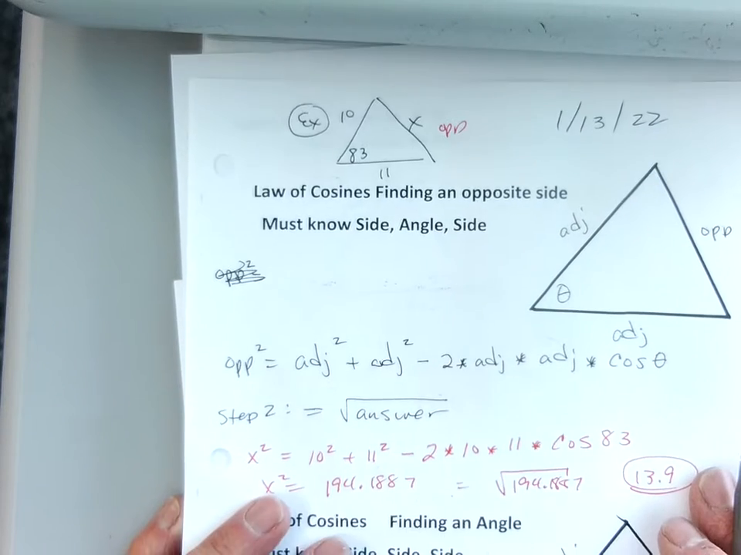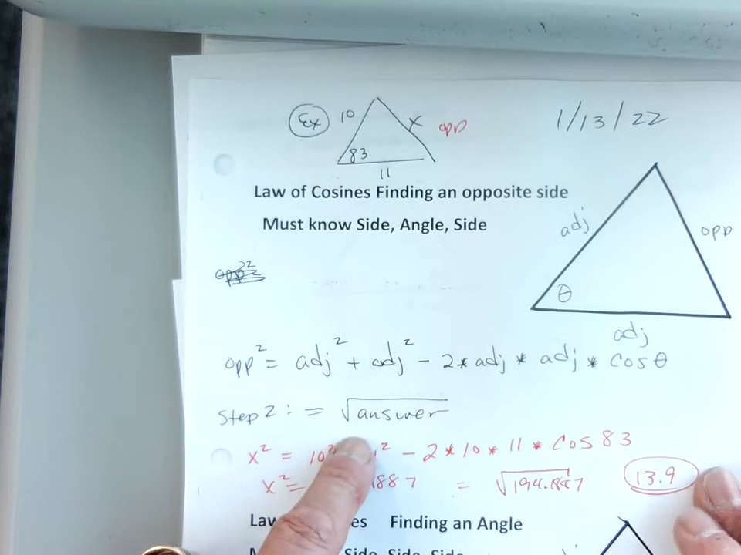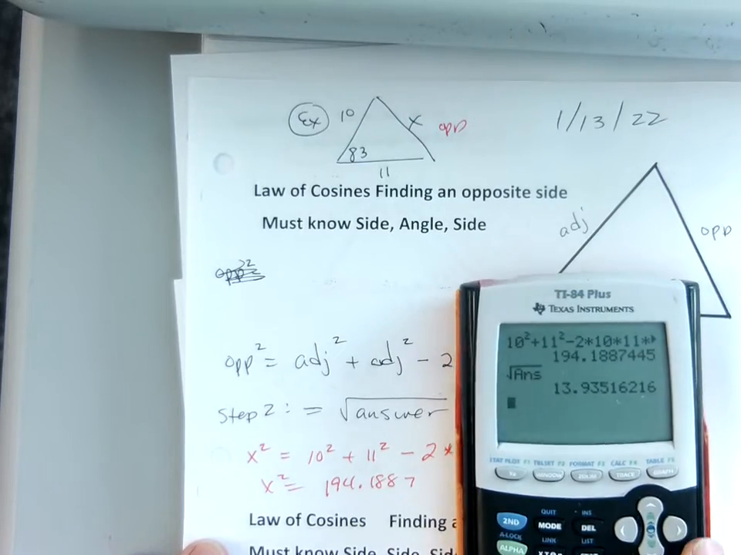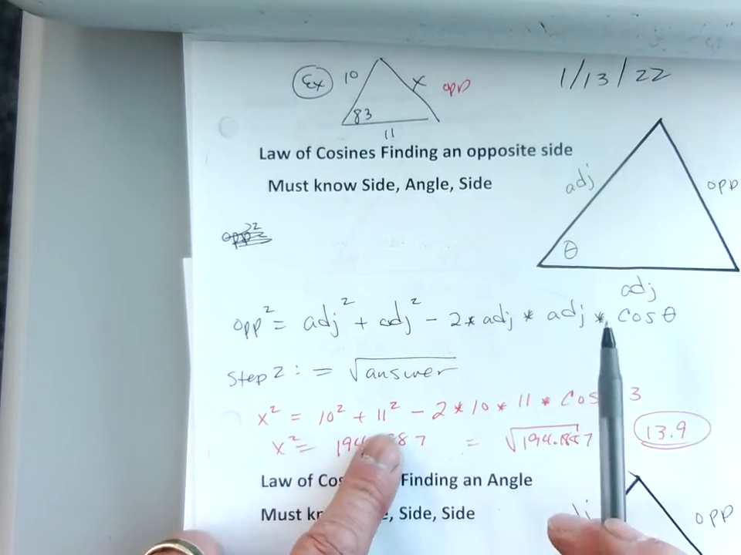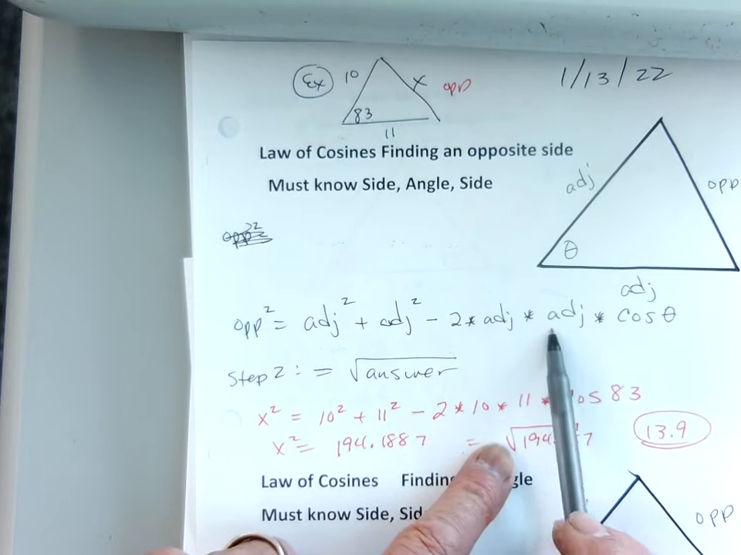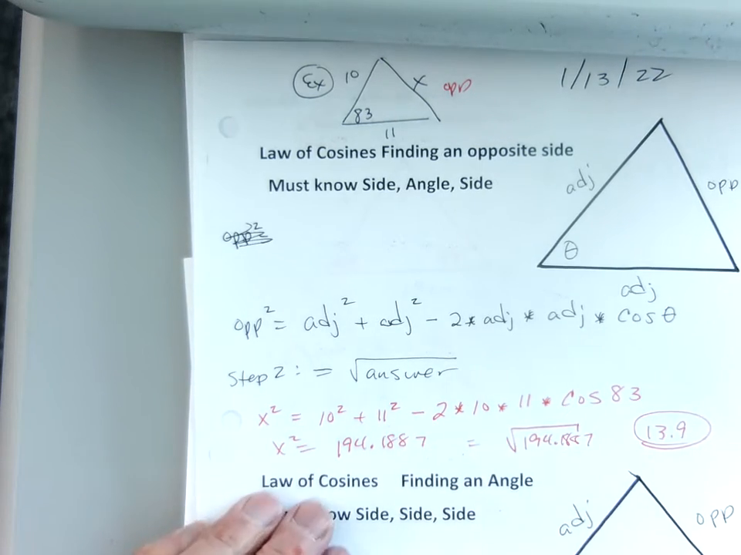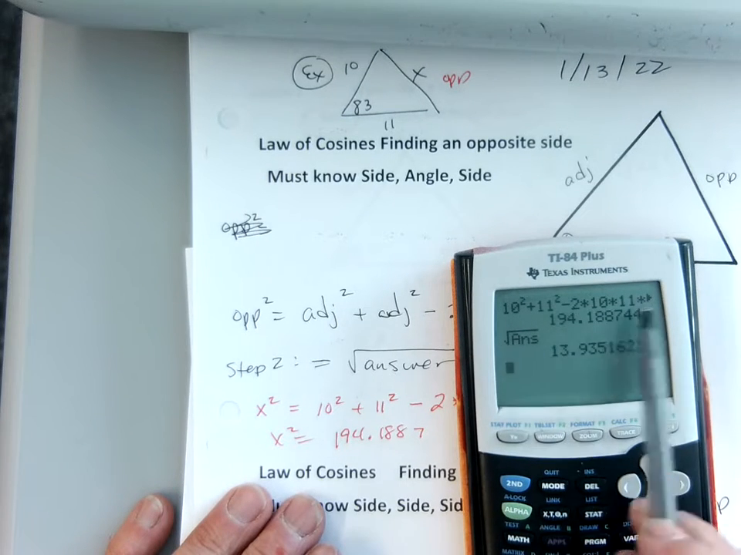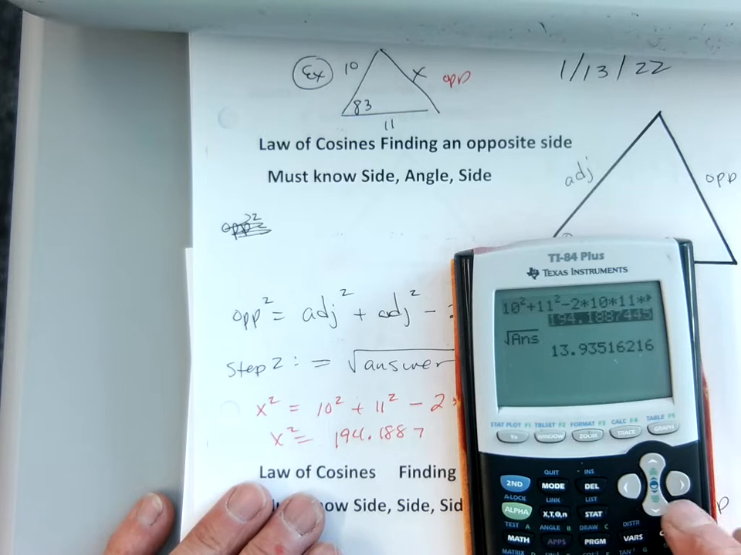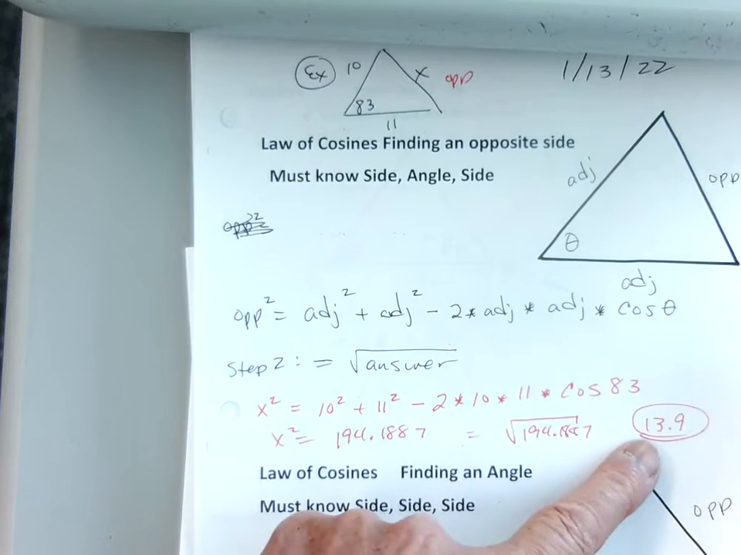Then, since you got opposite squared, it takes 2 steps, you just take the square root of what you got here. So we tried this problem in class, and we typed it in. We went 10 squared, that's my adjacent, plus 11 squared, that's my other adjacent, minus 2, times my 10, that's my adjacent, times my 11, that's my adjacent, times cosine of my angle. I put all of that in my calculator, one big, long formula. Got an answer. But then the second step is to take the square root of it, and I got 13.9.